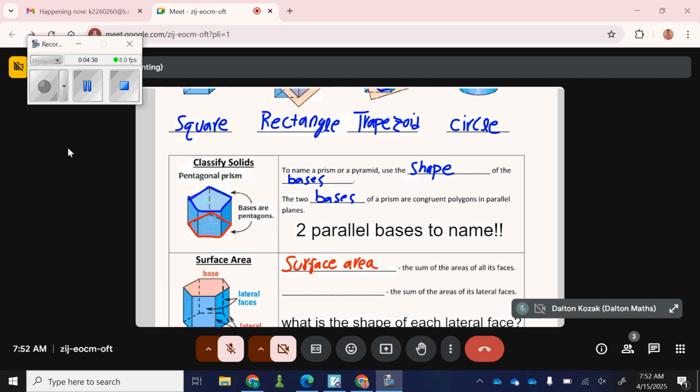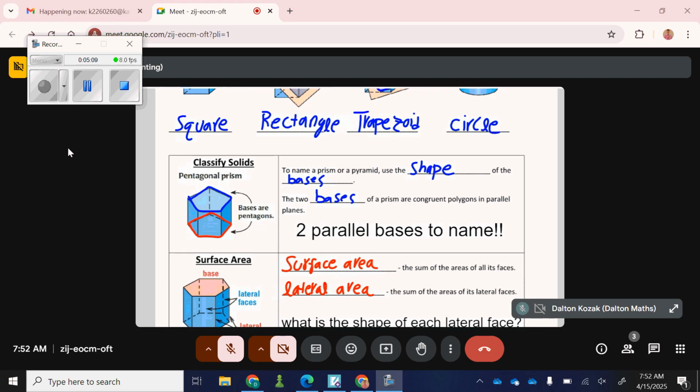So the lateral area is basically part of the surface area. So it's the sum of the area of all the lateral faces. Okay, so basically every shape that's not a base. Okay, so you have two bases. Every other shape you see that makes up the 3D shape, every other face is a lateral face. So you'll always have two bases, and then everything else is just called a lateral face.